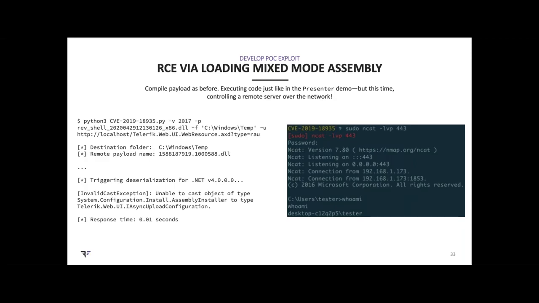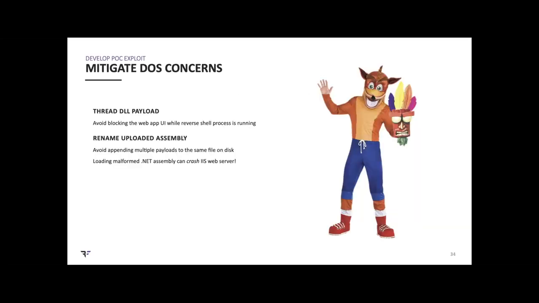This is fixed in later versions of Telerik UI. They use a whitelist to restrict the classes or types that can be deserialized with that JSON stream. So it'll allow you to deserialize and instantiate an async upload configuration object, but it's not going to let you specify assembly installer to be deserialized, and that's going to be pretty effective to mitigate this vulnerability.